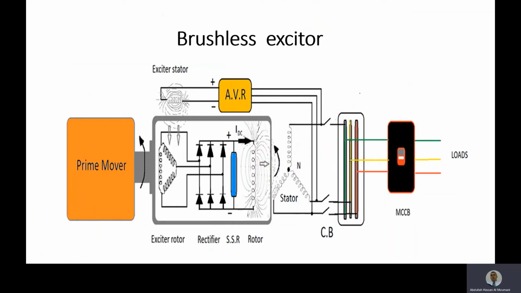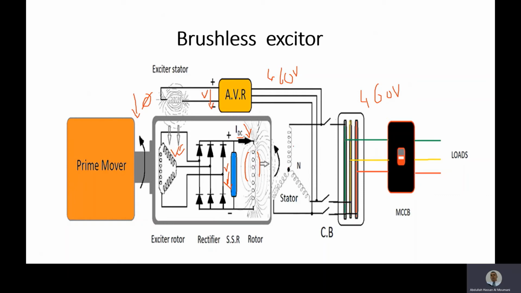Now, suppose that the output voltage is more than required. Say it is 460 volts. So at the input of the AVR, you will have 460 volts. The AVR will compare this voltage with the set value, and after that, an error signal will be produced. The AVR will reduce this error signal, so the flux in the stator coil will be reduced, and the voltage which will be produced in the exciter rotor will be reduced, and the output voltage of the rectifier will be reduced, and the DC current will also be reduced, so the flux intensity in the rotor coil will also be reduced.